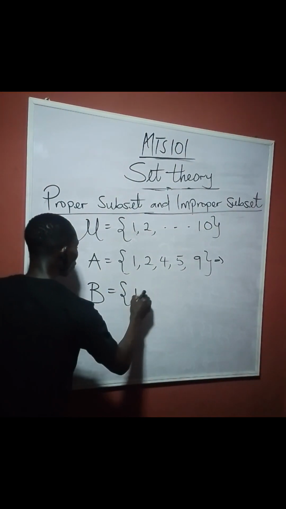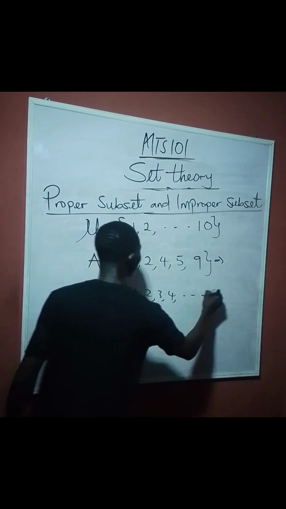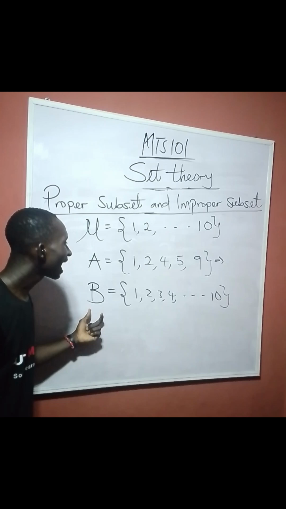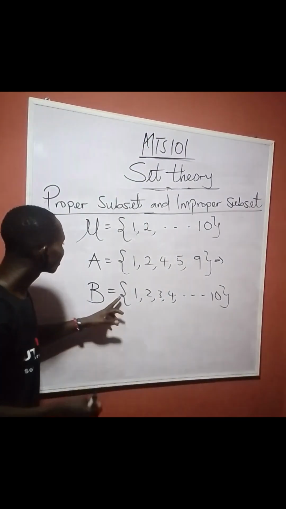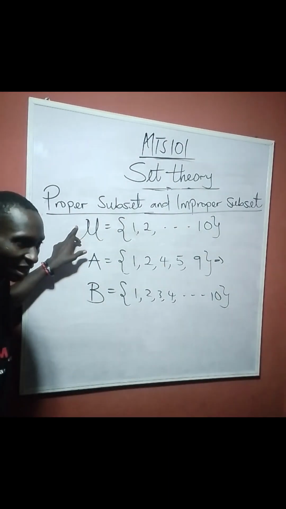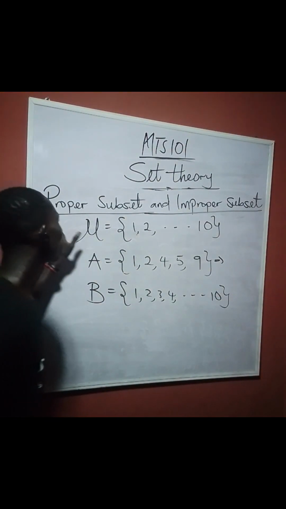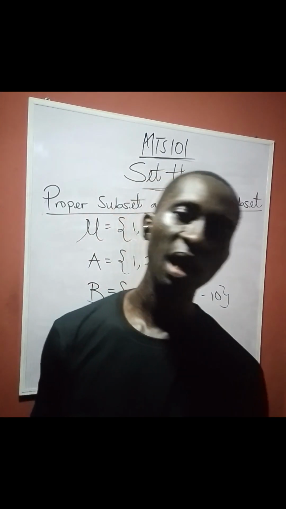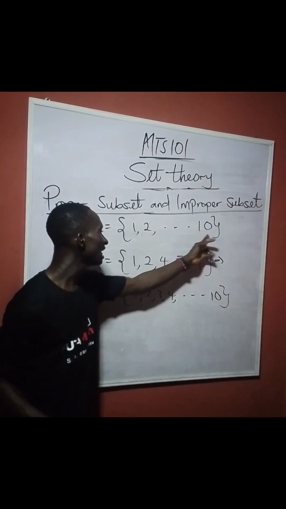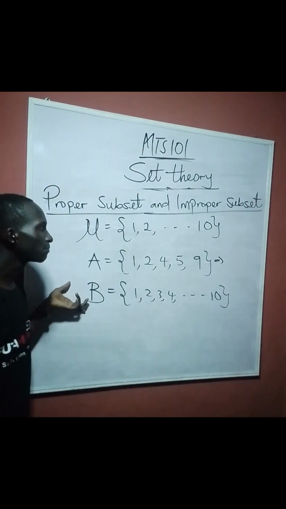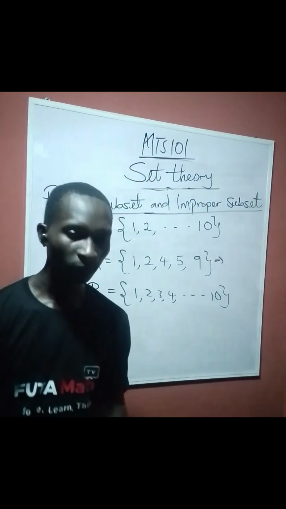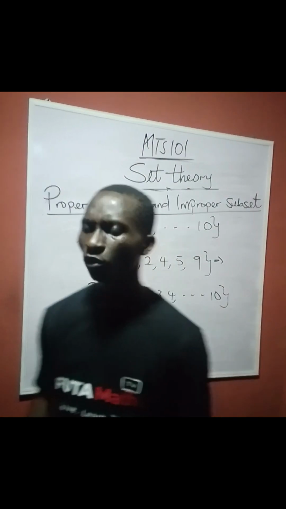But let's assume that B is 1, 2, 3, 4 up to 10. Now it is also a subset of what? The universal set, but it is called an improper subset. Why? Because it contains exactly the same elements as its mother set, or its universal set. So this is what we mean by a proper subset and an improper subset. A proper subset will contain a fractional part of the universal set, while an improper subset will contain exactly the same as its universal set.